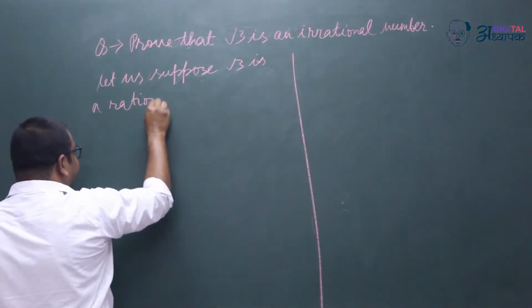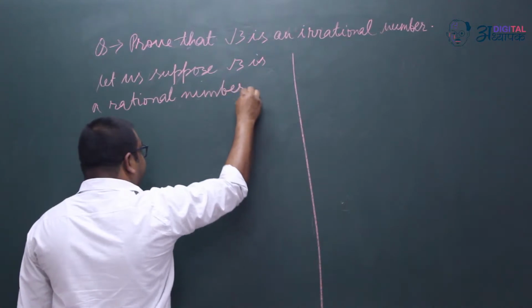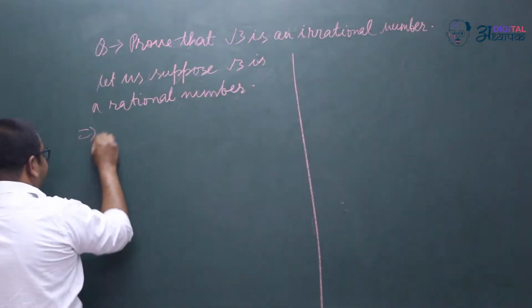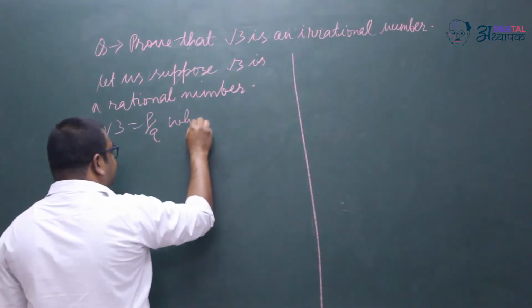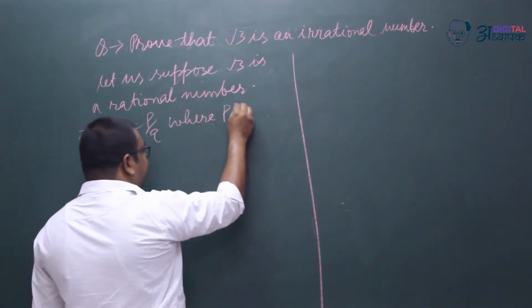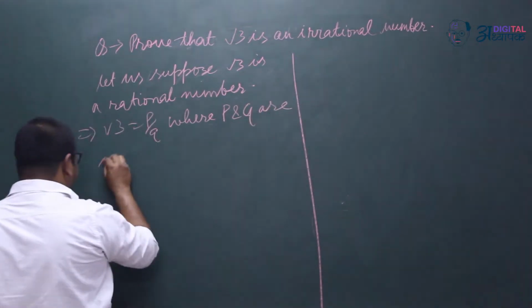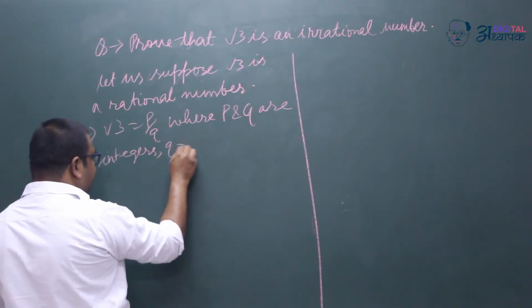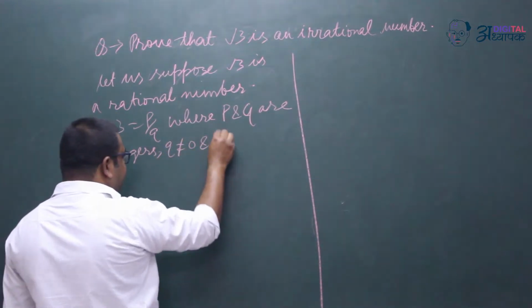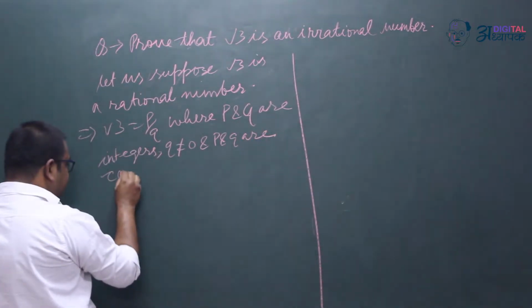I have to prove irrational. I have taken it as rational. So, if it is a rational number, then this implies that root 3 must be equal to P upon Q, where P and Q are integers, Q not equal to 0, and P and Q are co-primes.